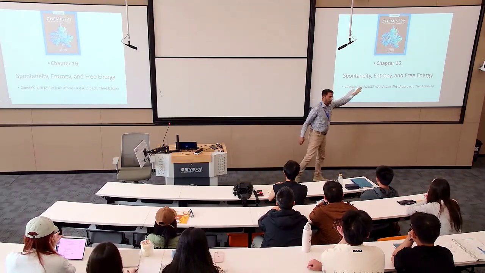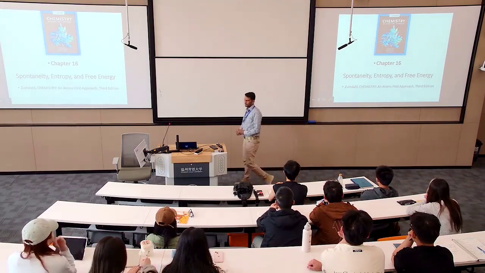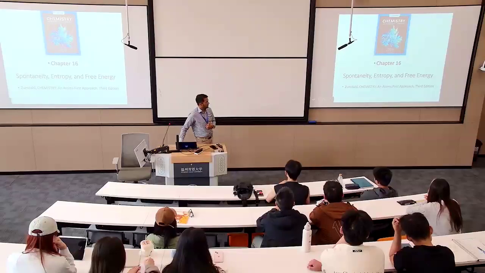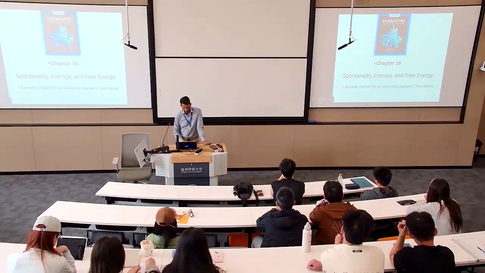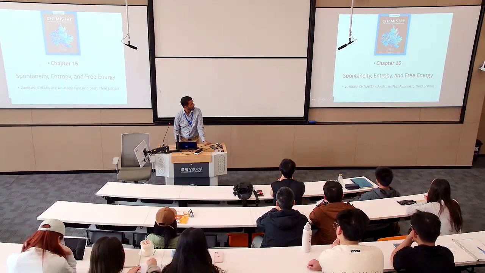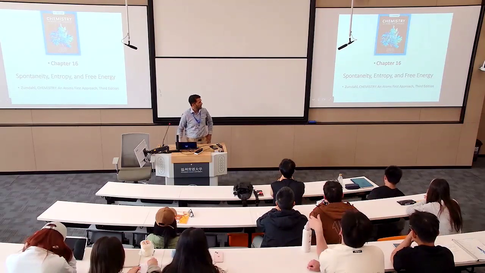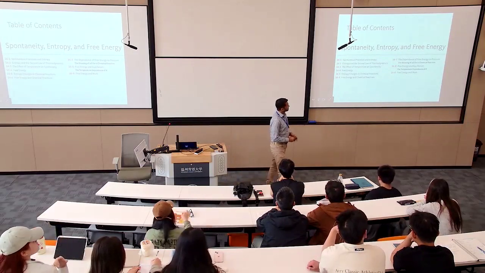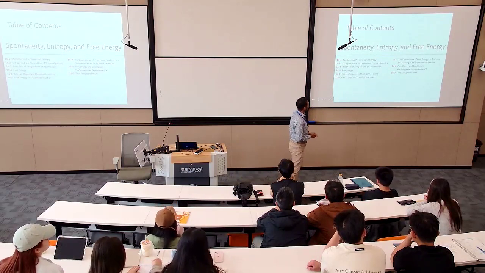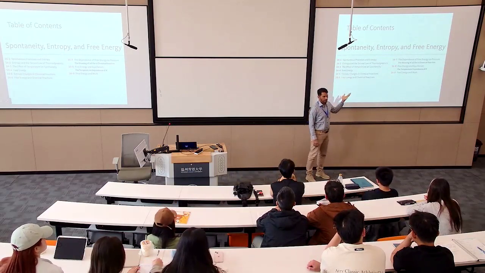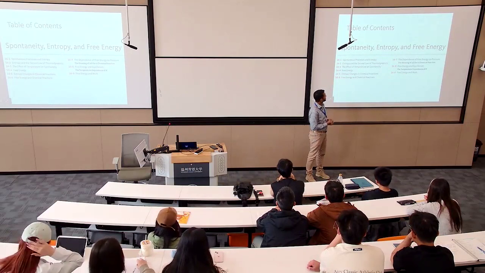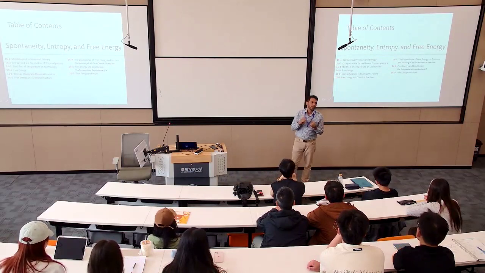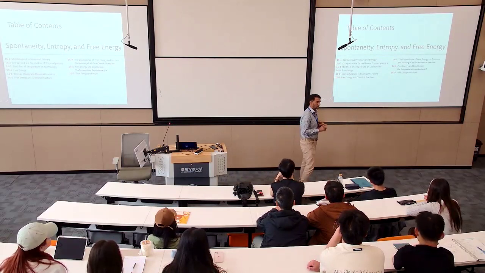Especially entropy, it's a very complex topic, very difficult to understand, but I will try my best to explain this one. So in this chapter, basically, we will learn three things: spontaneity, entropy, and free energy. The contents are the same three things. First you will learn what a spontaneous process is and entropy, and what their relationship is. Then I will teach you the laws of thermodynamics: first, second, third.